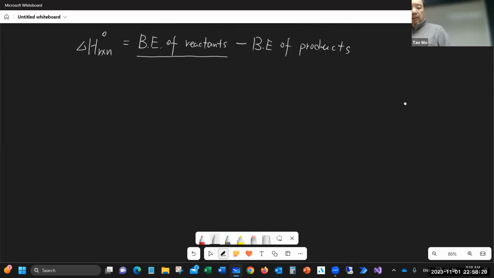So here we have the reaction: N2 gas reacts with 3 moles of hydrogen gas, and they form 2 moles of NH3 gas. Okay, so this is the chemical reaction, and we try to figure out what is the enthalpy of this reaction.